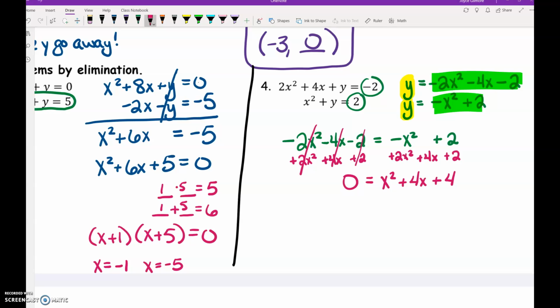Do you feel like you could factor that, solve that, plug the x's in? So take a minute and try to finish this. If you're watching the video, pause it, see if you can finish this problem.